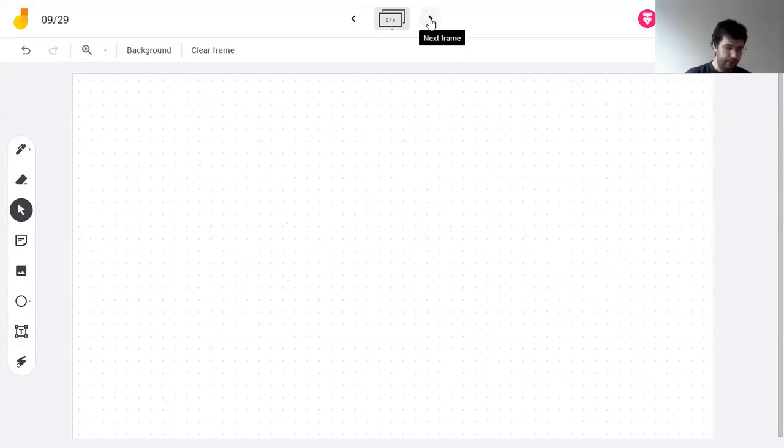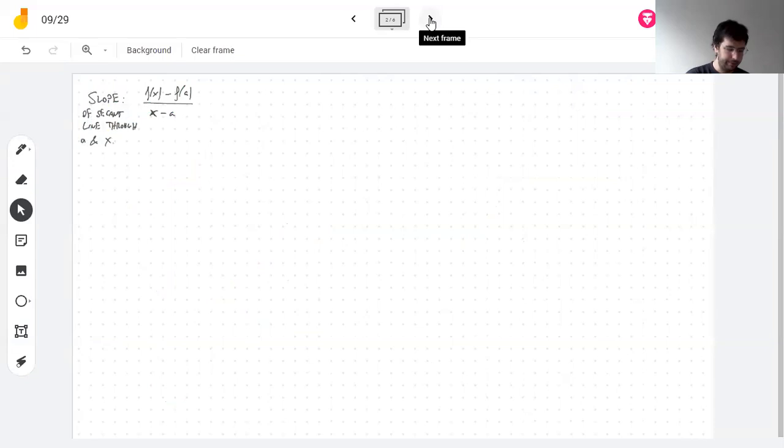Okay, so let me copy what I just said. The slope has this expression. This is the slope of the secant line through a and x.